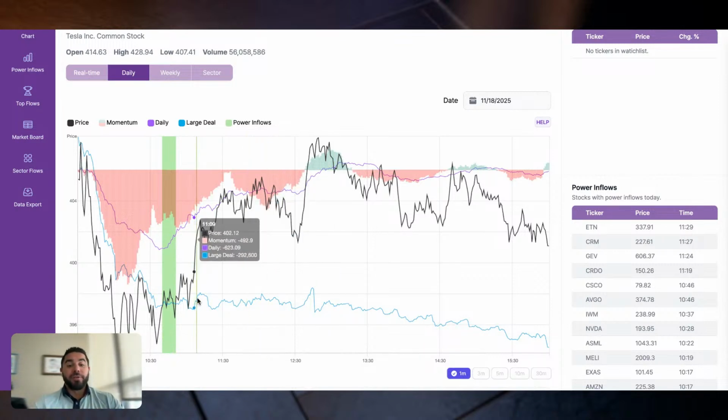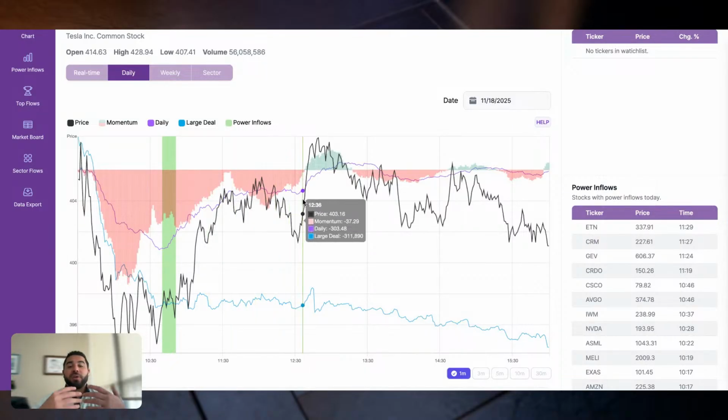And sure enough, you can notice what happened with the price following that power inflow signal. Immediately spiked higher. You can see it right after the power inflow signal came in, it immediately started to rise, and it really corresponded with what we saw with the order flow data. And again, that's really the insight we're trying to provide: being able to track that order flow data, being able to identify a bullish trend in a stock even before the stock price itself appears to be bullish.